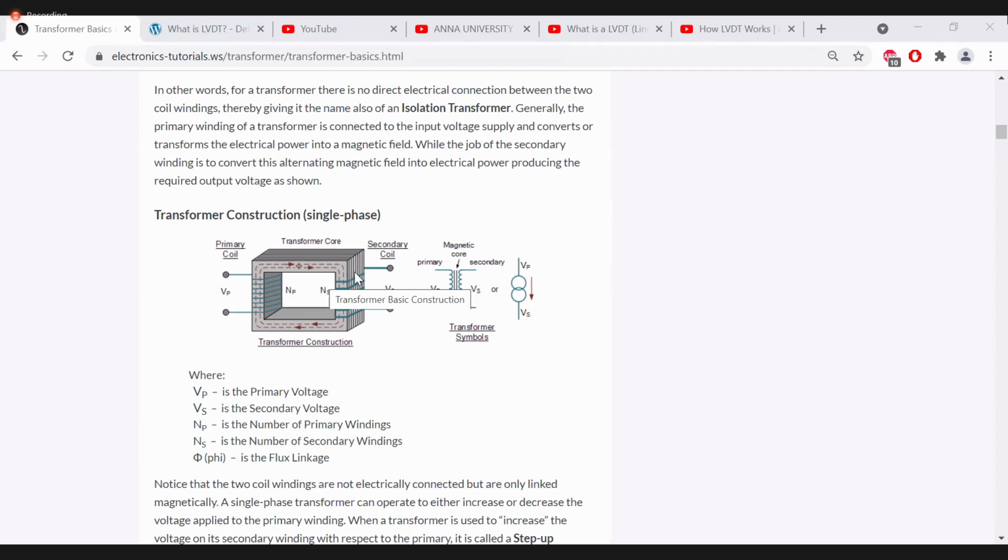But what is the use of this transformer core? I already said that because of the primary coil we generate a magnetic flux. That magnetic flux will generate a magnetic flux in the transformer core and the secondary coil. With the help of the transformer core magnetic flux, that is phi, we will get the exact or expected output from the secondary coil. That is the use of the transformer core.